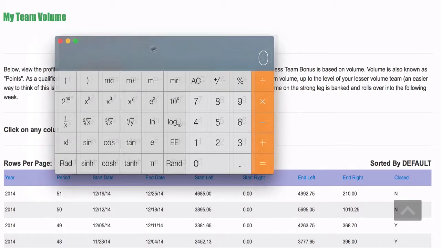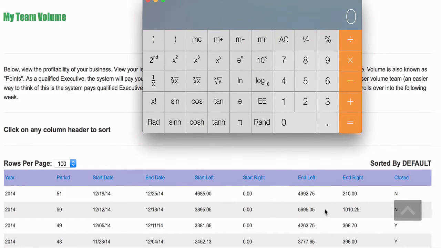So I've got my calculator out here, and what I'm going to type in first is the power leg for that week that you haven't been paid on yet, but which is obviously already ended. This week isn't ended yet, okay? So we're going to type in $5,695.05, and then we're going to subtract the 1,010. Remember, we got paid $1,010.25 on both legs, 5% of it. So we're going to subtract $1,010.25, and what that equals, as you can see, is $4,684.80. This is what's going to roll over next week for your starting volume for your power leg.